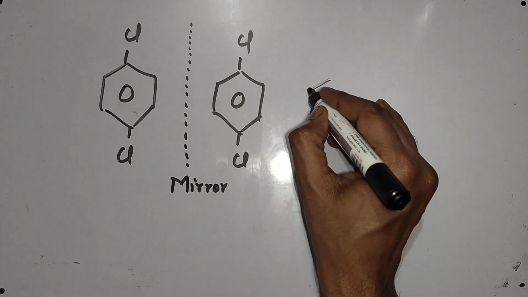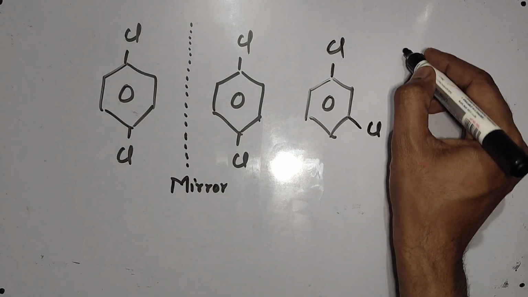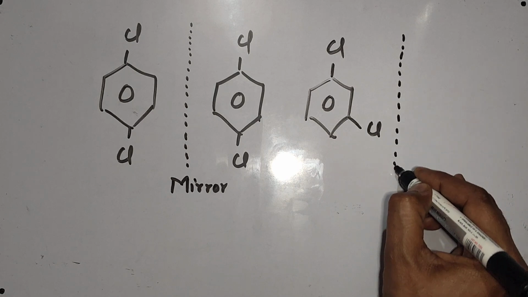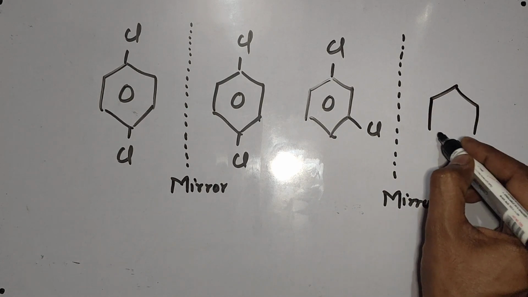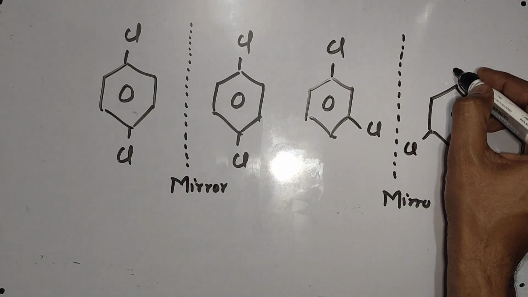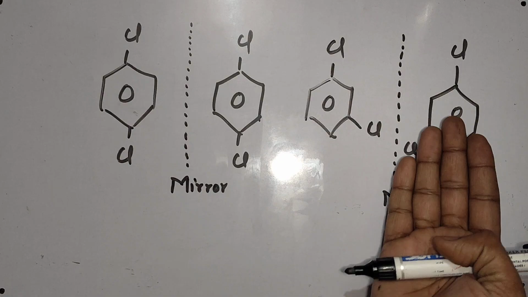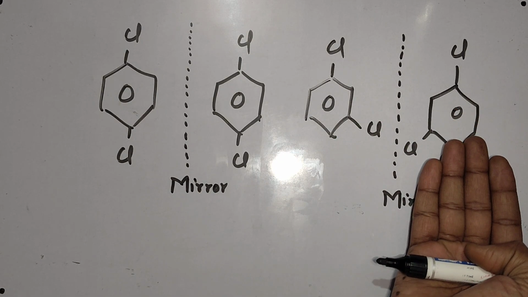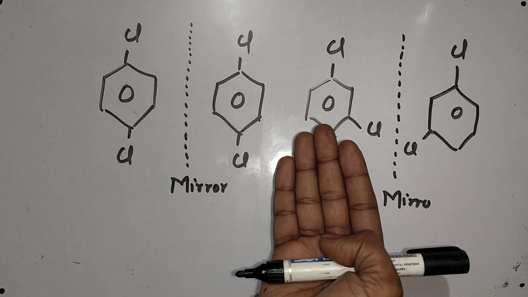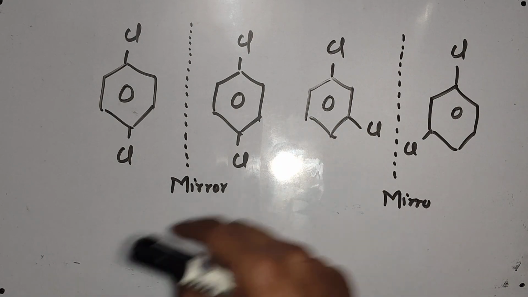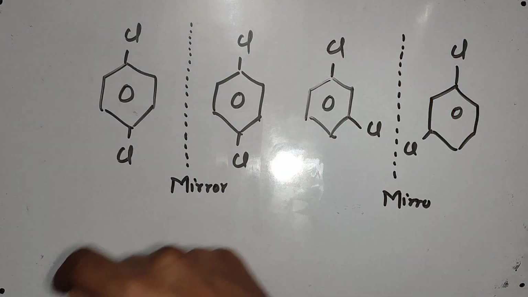But if I talk about meta or ortho cases, suppose this is meta and here we have a mirror, so its mirror image will be something like this. Can I directly pick it and superimpose it on its mirror image? No. Check. If I pick it directly and try to superimpose on it, is it possible? No.